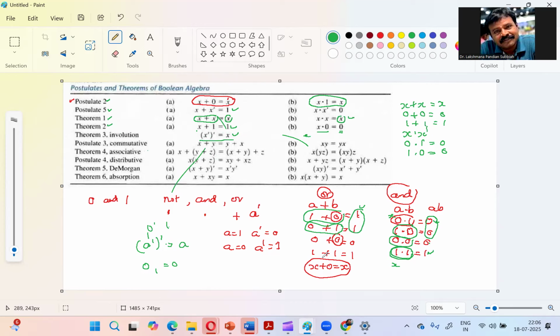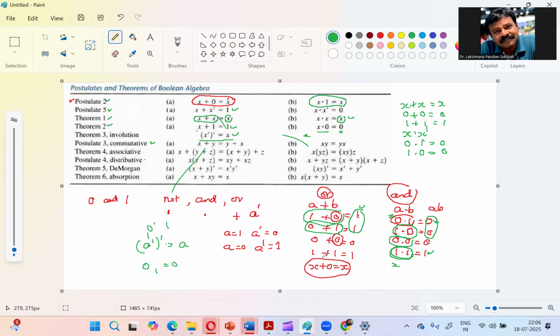So next one, postulate 3, commutative. Commutative is x plus y equal to y plus x. Similarly here xy equal to yx. Next one is the associative theorem. Associative is either this pair or that pair, so the result is the same. Similarly here, either this pair or that pair, for both AND operations, the result is the same.